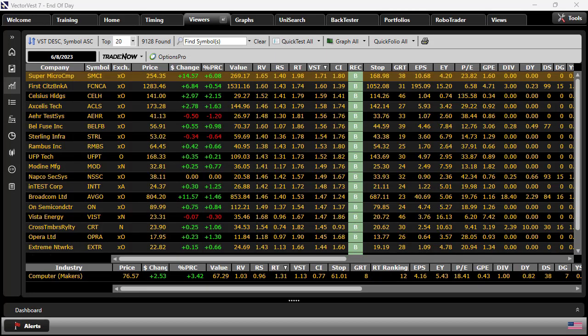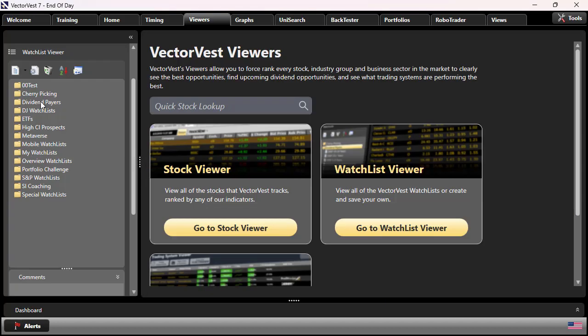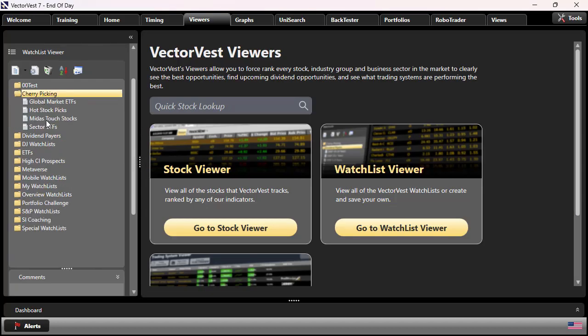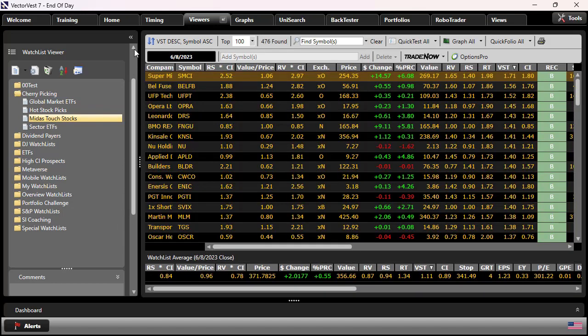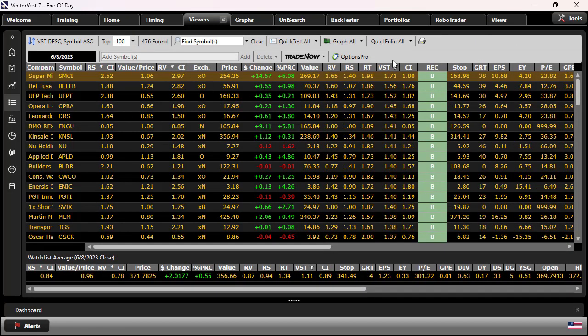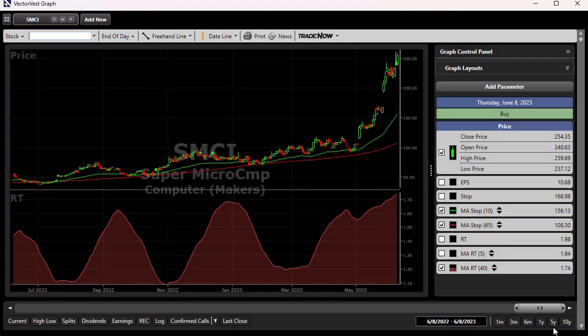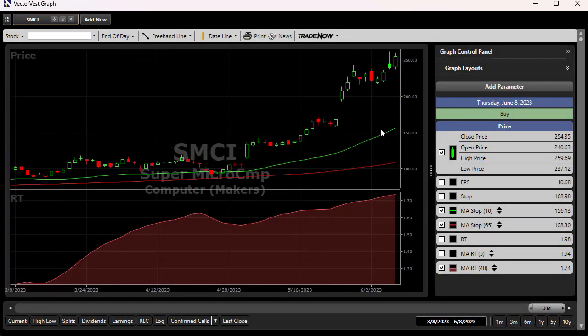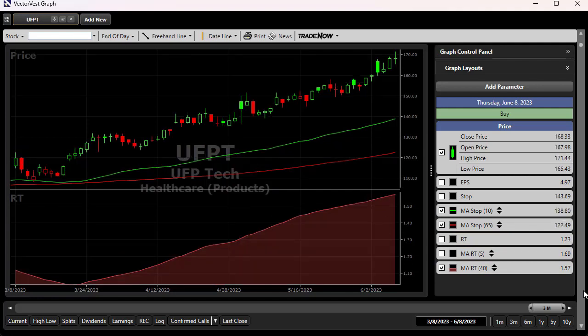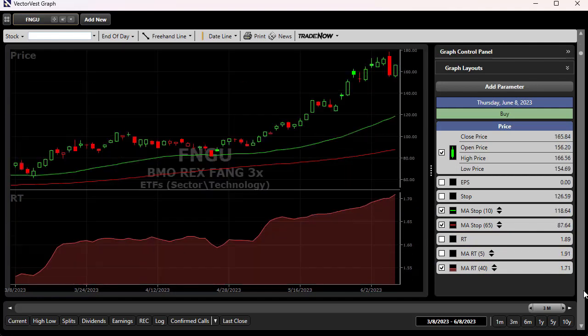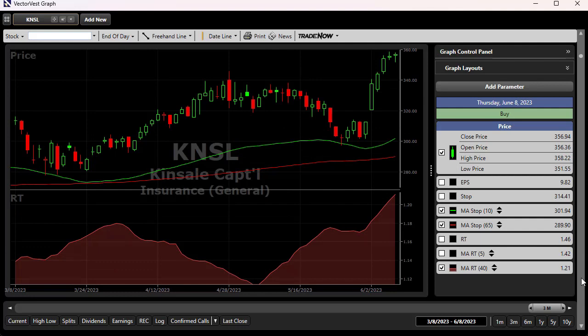We do maintain a watch list of stocks that do meet the criteria called the Midas Touch watch list. So again, this list is sorted by VST descending. All of the stocks in this list have met that criteria: on a 3-month window, moving averages of stop and RT are all at 3-month highs and RT is above 1. What a great universe of stocks to look for candidates.